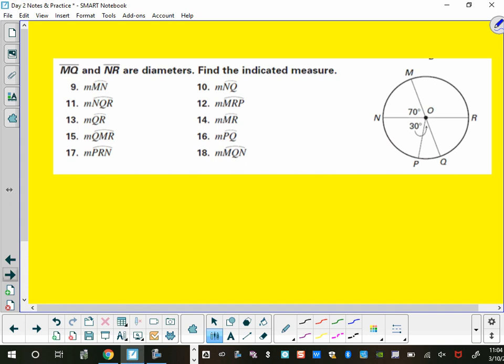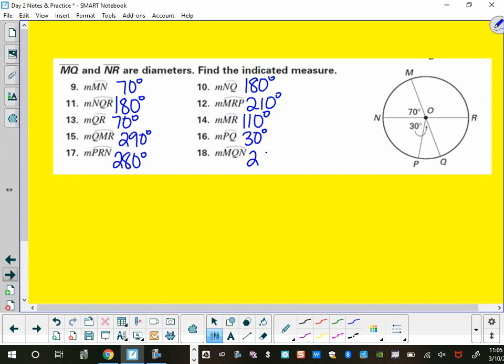Nine through 18. For number 9, I got 70 degrees. Number 10, I got 180. Number 11, I got 180. Number 12, I got 210. Number 13, I got 70. Number 14, I got 110. Number 15, I got 290. 16, I got 30. 17 was 280. And 18 was 290. You may have to check some of these answers. I did them very quickly.